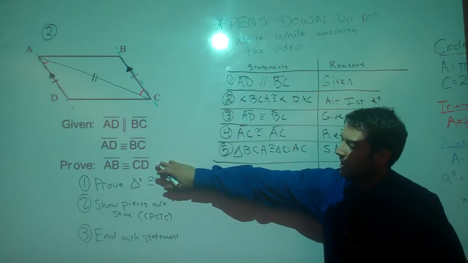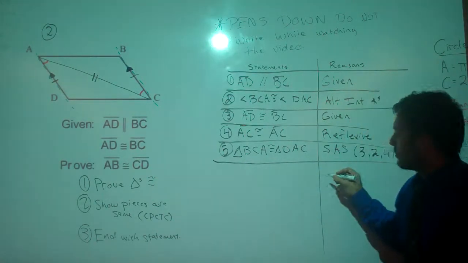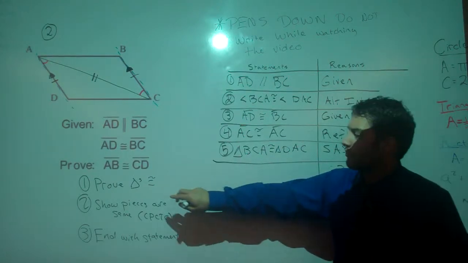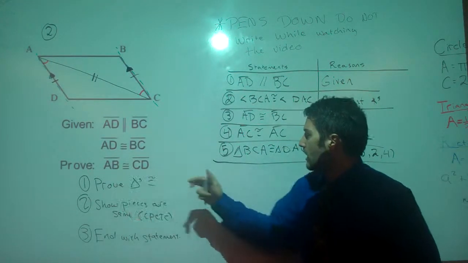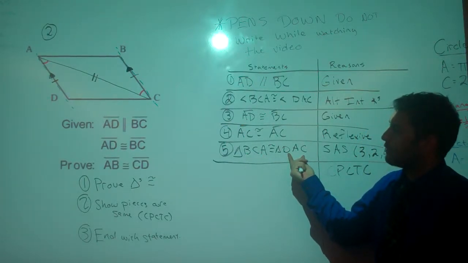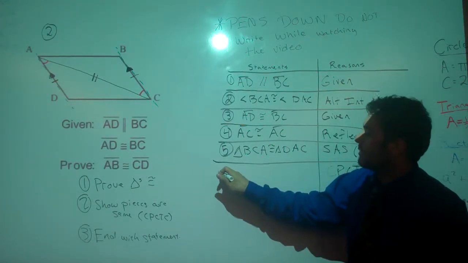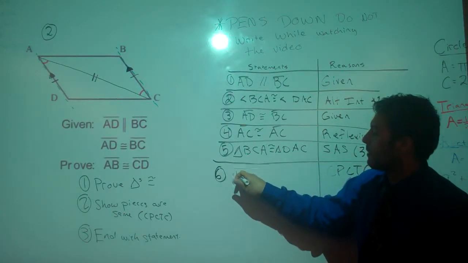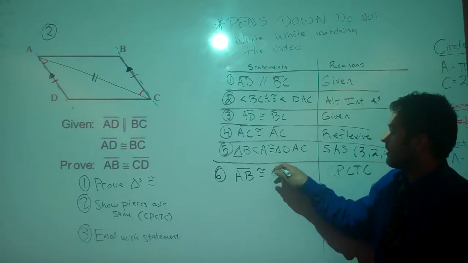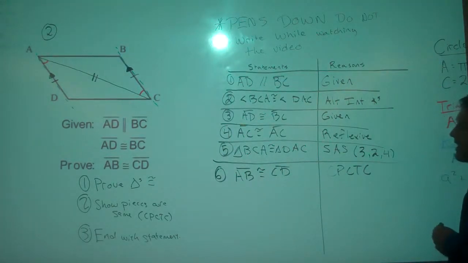At this point, I'm just trying to prove that the two sides AB and CD are the same. But since the triangles are the same, the pieces should be the same too, which is what CPCTC tells us. I just need to make sure that they are in the same place. AB are the first and the last. CD are the first and the last. They do go together, therefore they should be the same because the triangles are the same. I can say that AB is congruent to CD by CPCTC, and I have completed the proof.